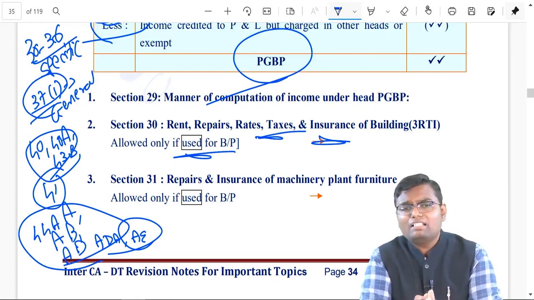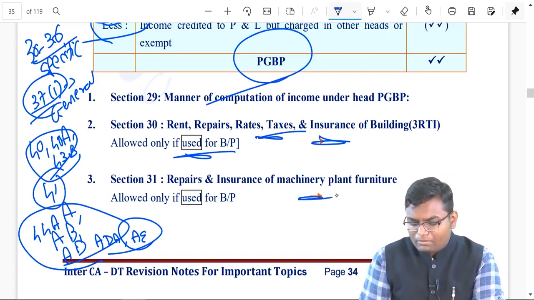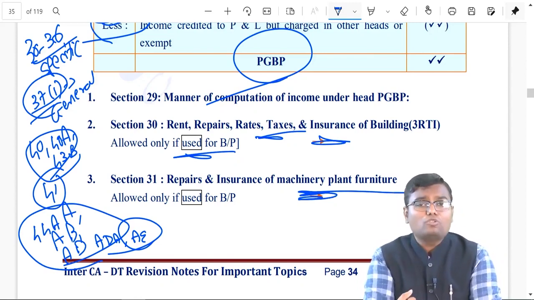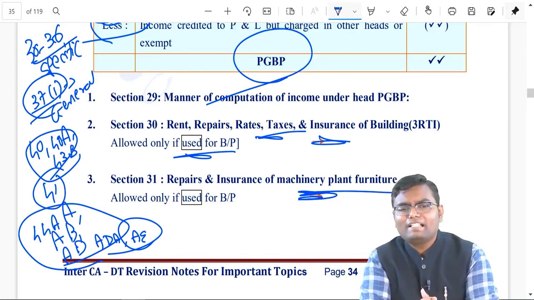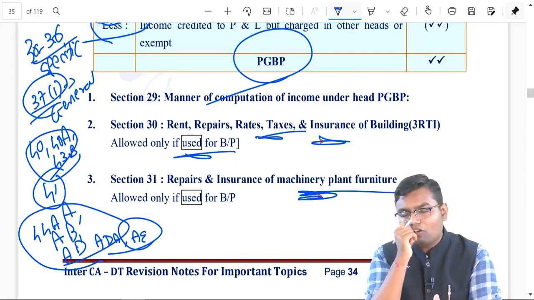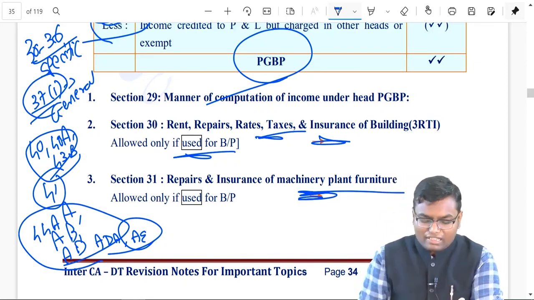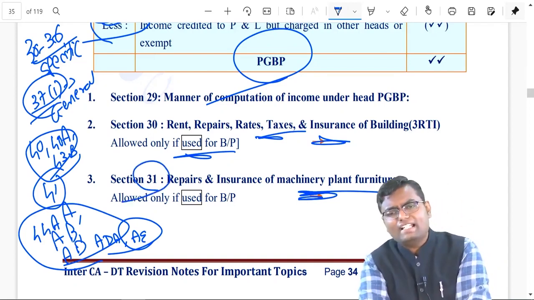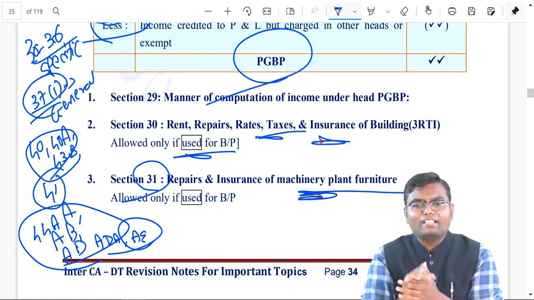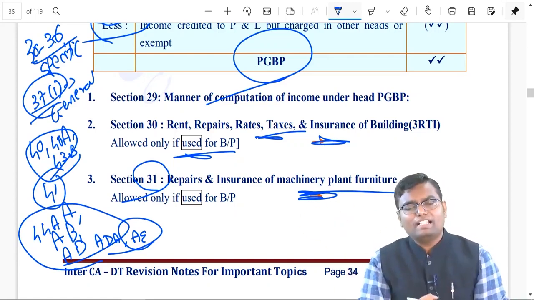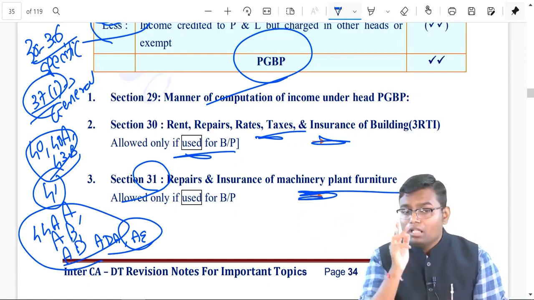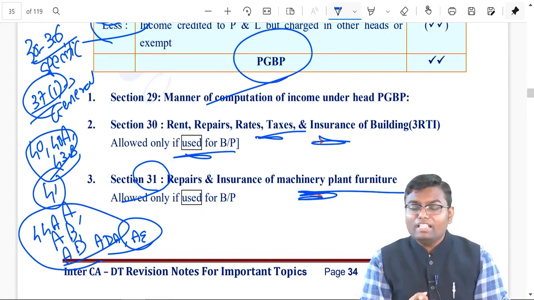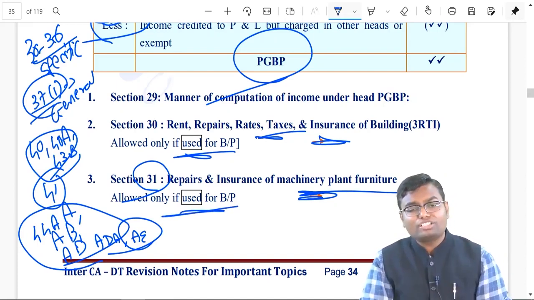Section 31 is a similar section. If you have plant, machinery or furniture, business assets, on those also you can claim repair expenditure and insurance expenditure. This repair and insurance of plant, machinery, furniture you can deduct under section 31 from your net profit. If it is already debited to P&L, do nothing because it is already debited. If it is not debited to P&L, please deduct it separately. One more point: this expenditure is allowed only if these assets are used for your business and profession.